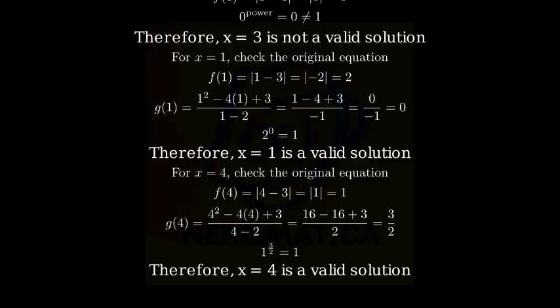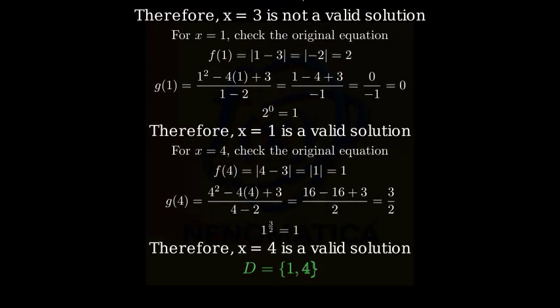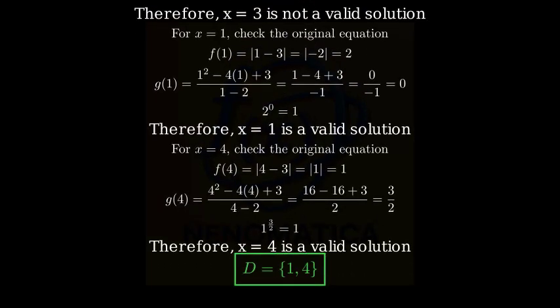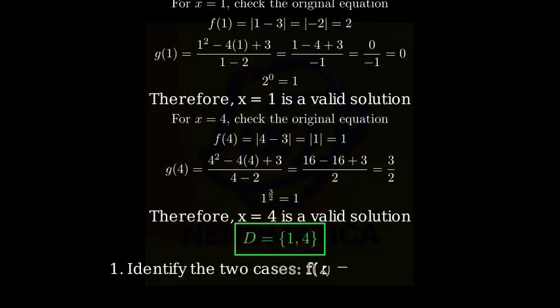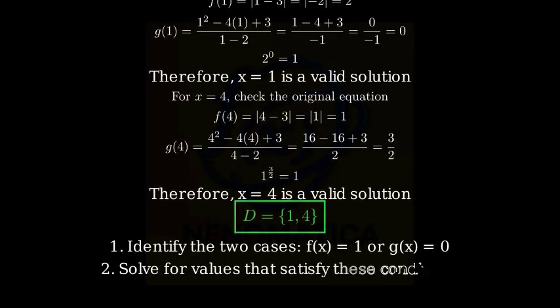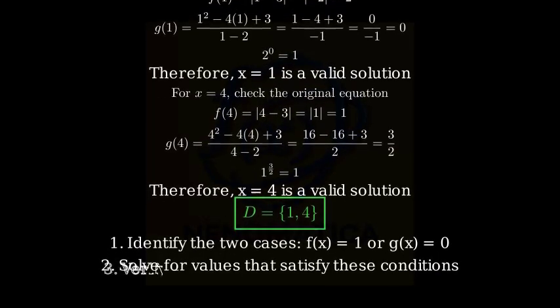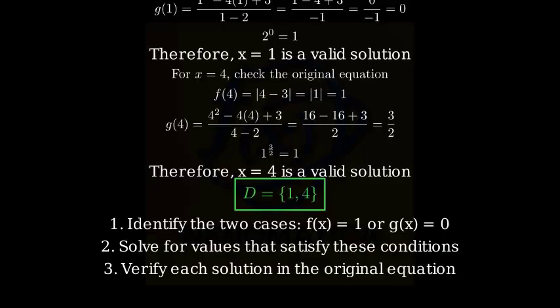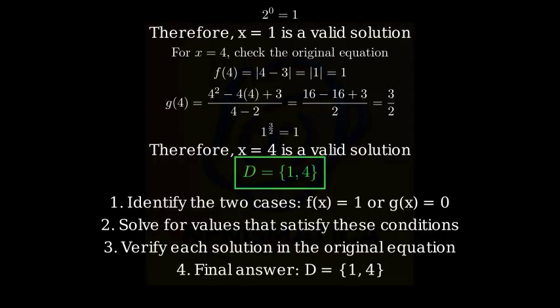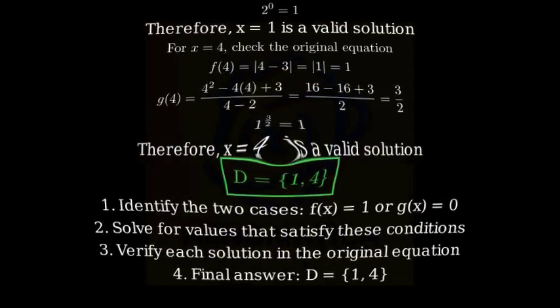Therefore, our final answer is that the solution set consists of x equals 1 and x equals 4. We can write this as D equals the set containing 1 and 4. Let's summarize the key steps. First, we identified that for an equation of the form f of x raised to g of x equals 1, we need to consider two cases: either f of x equals 1 or g of x equals 0. Second, we solve for values that satisfy these conditions. Third, we carefully checked each potential solution by substituting back into the original equation. And finally, we found that x equals 1 and x equals 4 are the only valid solutions to our equation.